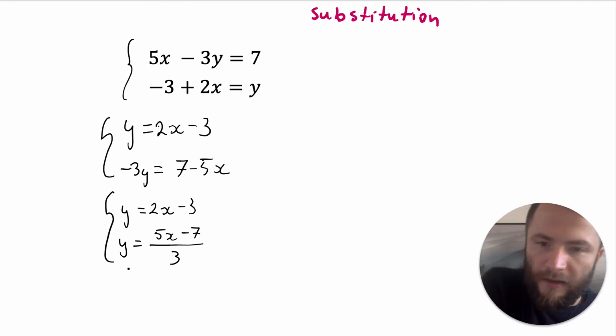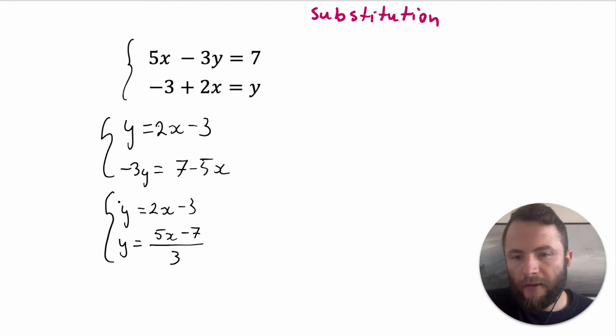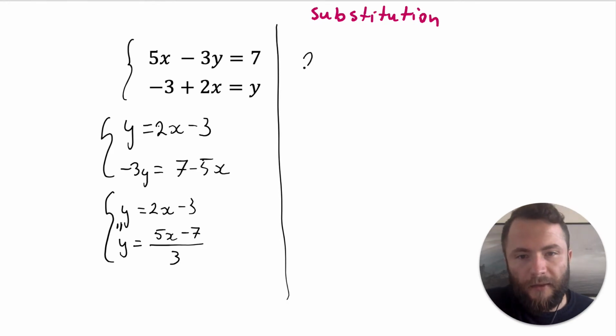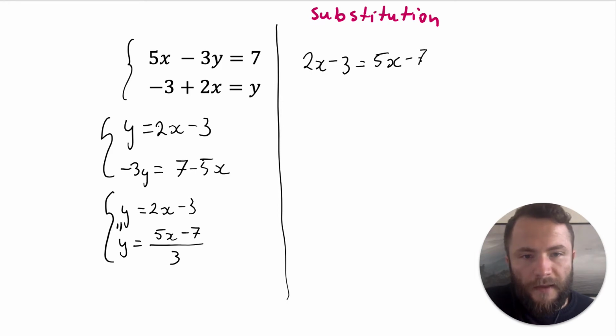Now if you look at this situation, we have y on the left hand side here and y on the left hand side right over here, so we can equate those two equations and equate the right hand sides, because if the left hand sides are the same, then the right hand sides are the same as well. So if we do that, we're going to get that 2x minus 3 is equal to 5x minus 7, all that over 3.